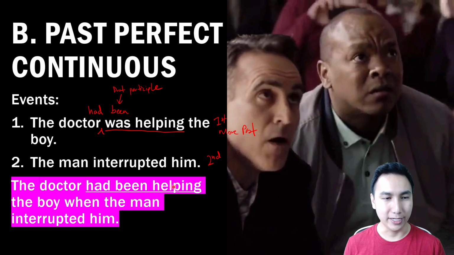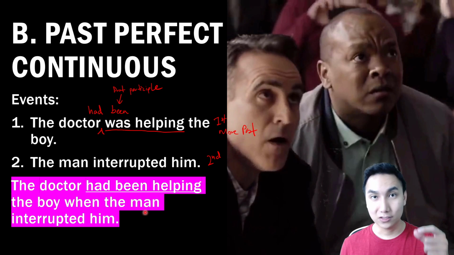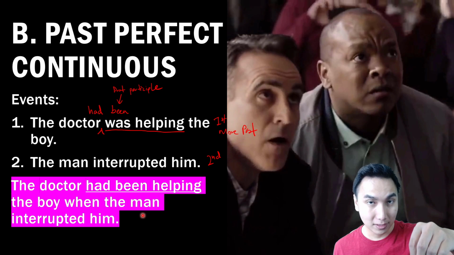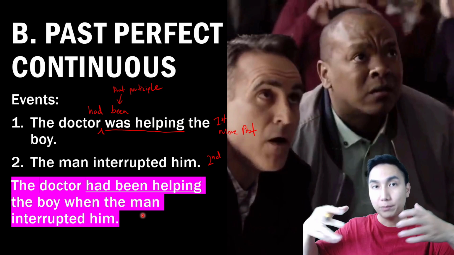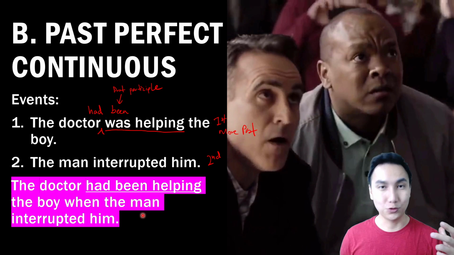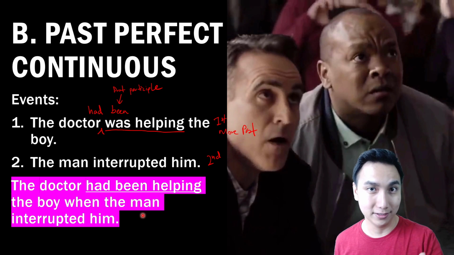The doctor had been helping the boy when the man interrupted him. So at that specific point of time when the man interrupted him, the doctor was in the process of helping the boy. This is the situation when you use past perfect continuous.